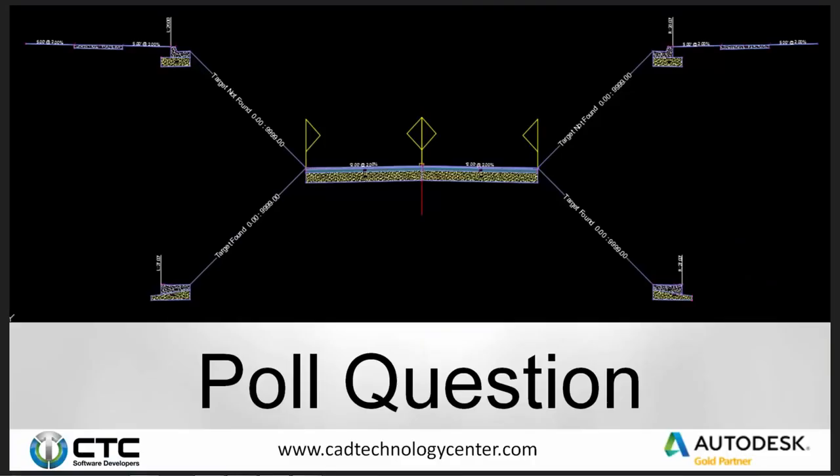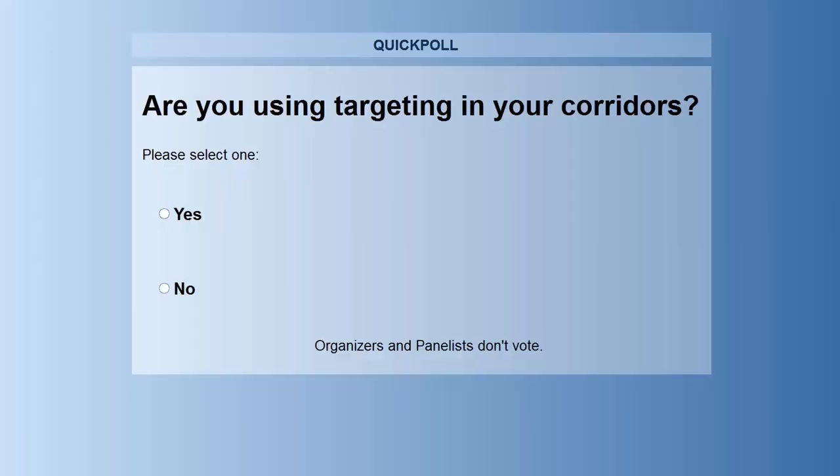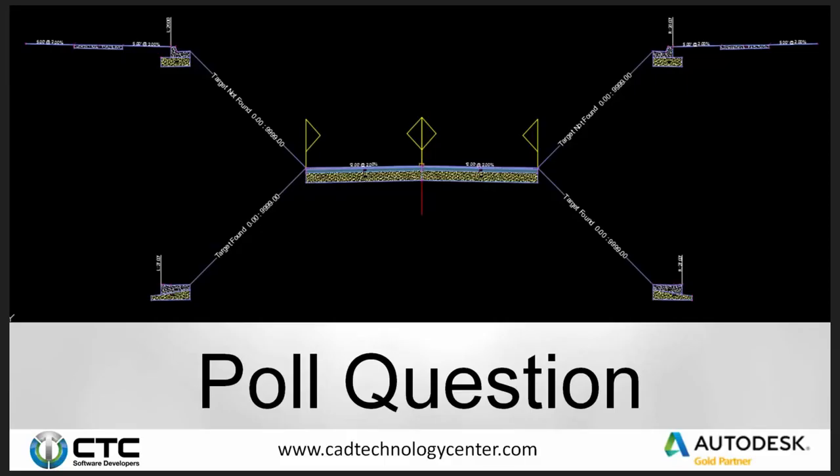Before we start, I have a couple poll questions for you. First one's pretty straightforward. Are you using targeting in your corridor? Simple one, yes or no, just to see where everyone's sitting at with the use of corridors. So, looks like for the most part, 4/5, a little bit more than that, are using some form of targeting with their corridors. So, well, looks like we finished at just over 3/4.